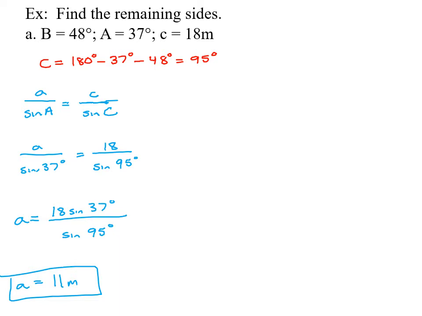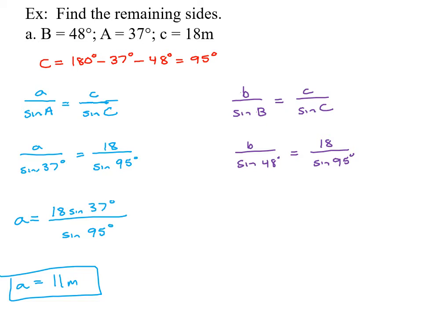And then I'll do the exact same process to find side B. I'll use A over sine A. Oh, sorry, that's the one I was just looking for. We're doing B now. Do the same process with B. Do B over sine B equals C over sine C. So I'll have B over sine 48 is 18 divided by sine 95.